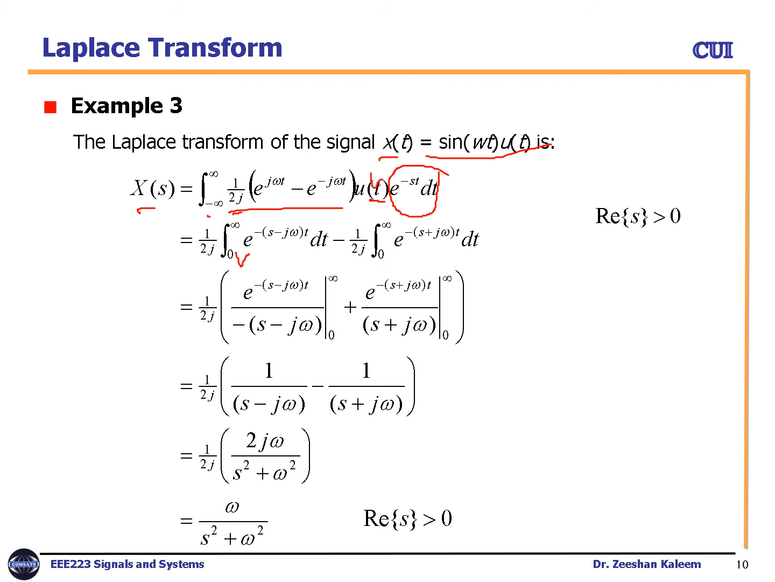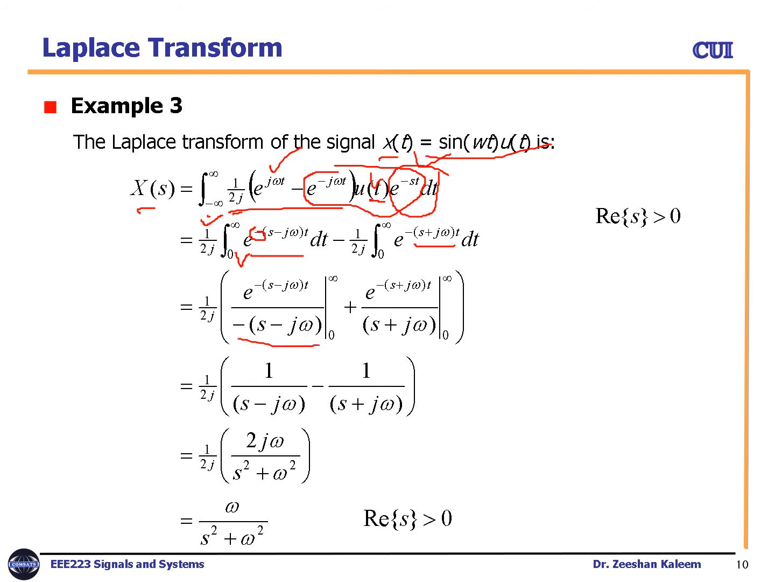So use 0 as the lower limit and combine these two terms, e to the minus st and e to the j omega t, and take 1 over 2j outside the integral. We can write e to the minus (s minus j omega) t for the first one, minus e to the minus (s plus j omega) t for the second one, combining these two terms. And now take the integral. When you take the integral, it becomes e to the minus (s minus j omega) t over, due to the minus sign, minus (s minus j omega), from 0 to infinity.